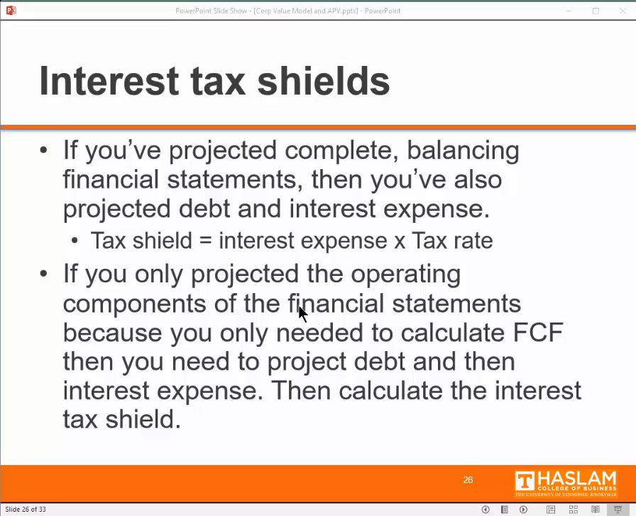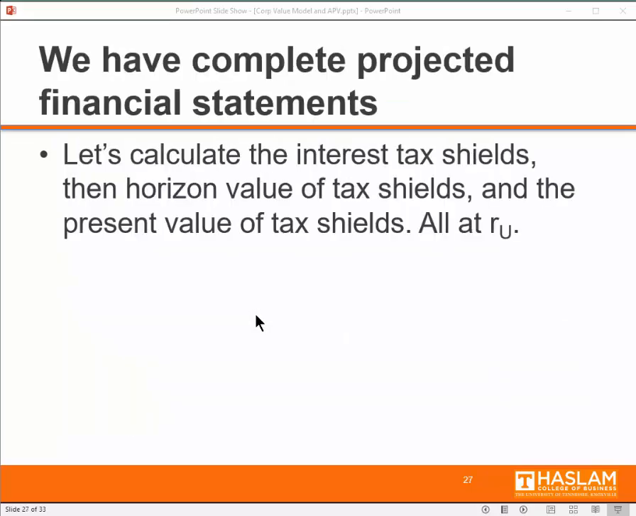So if you only have those projected operating components, which is all you need for a corporate valuation model analysis, you're going to still have to project out debt in order to get the interest expense from that. So you've got to have completed financial statements, not just the operating components. And so what we're going to do here is calculate the interest tax shields and the horizon value of those tax shields and the present value of all of those tax shields at the unlevered cost of equity.